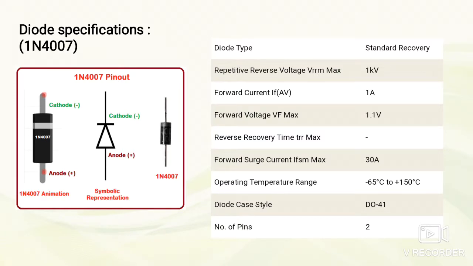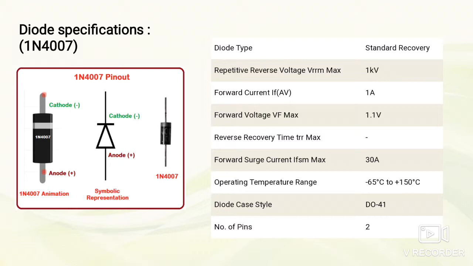The diode we use is 1N4007. This is the standard recovery type of diode and it has repetitive reverse voltage 1 kV. Repetitive reverse voltage is the maximum voltage a diode can withstand in reverse bias direction before breakdown. Forward current is the average amount of current a diode is able to conduct in forward bias mode. It is 1 ampere. Forward voltage is usually specified at diode's rated forward amount of current and it is 1.1 volt.